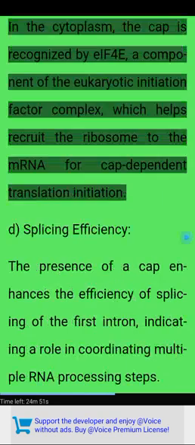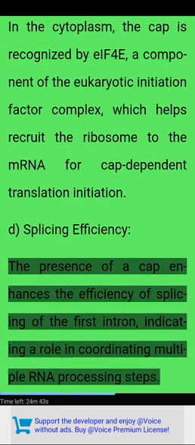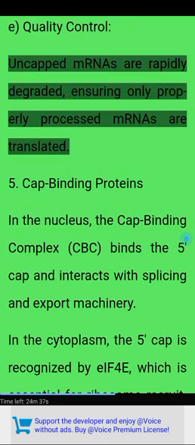C. Promotes translation initiation. In the cytoplasm, the cap is recognized by eIF4E, a component of the eukaryotic initiation factor complex, which helps recruit the ribosome to the mRNA for cap-dependent translation initiation. D. Splicing efficiency. The presence of a cap enhances the efficiency of splicing of the first intron, indicating a role in coordinating multiple RNA processing steps. E. Quality control. Uncapped mRNAs are rapidly degraded, ensuring only properly processed mRNAs are translated.